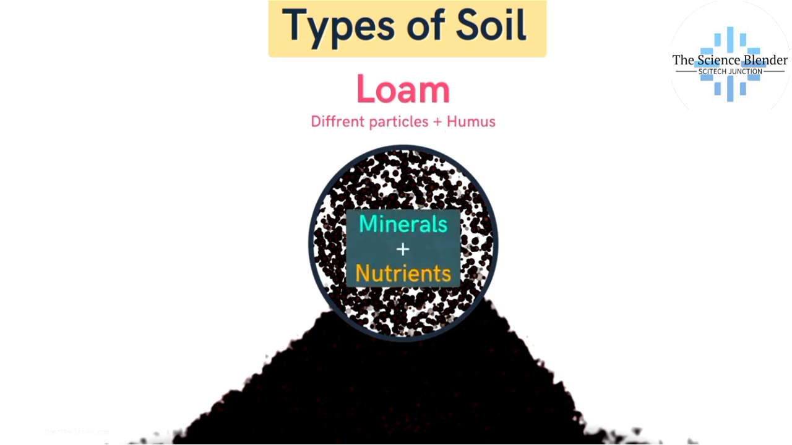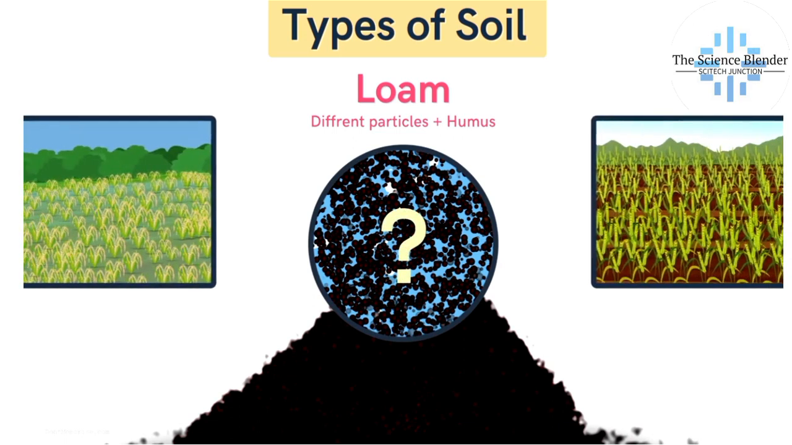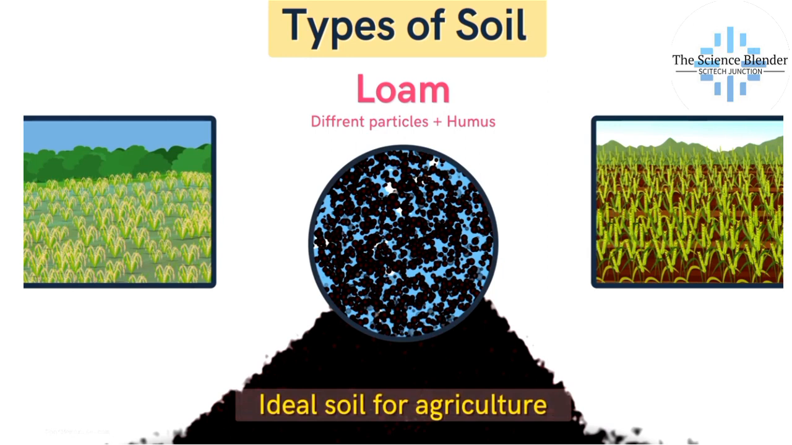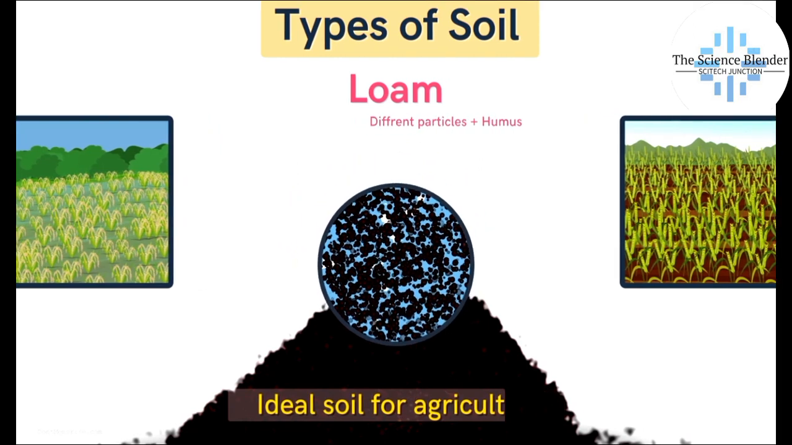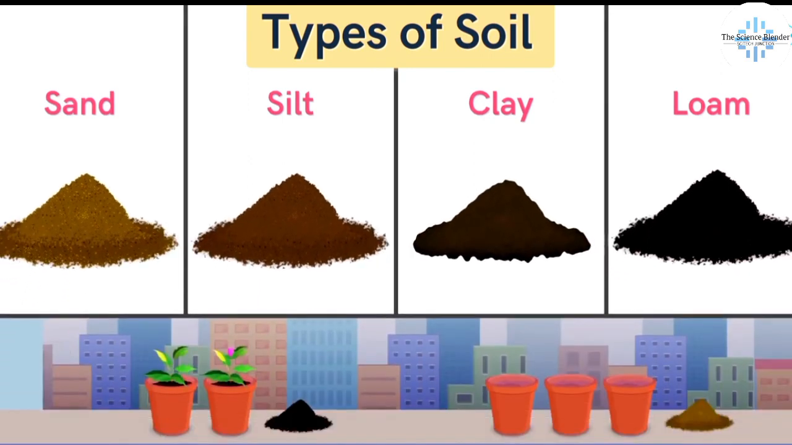And due to humus, it has minerals and nutrients. And what about the water retaining property? Yes, it holds some water and drains some water. Is this soil best for agriculture? Yes. Loamy soil is the ideal soil for agriculture, as this soil has nutrients and minerals and it can hold some water. This was all about different types of soil.